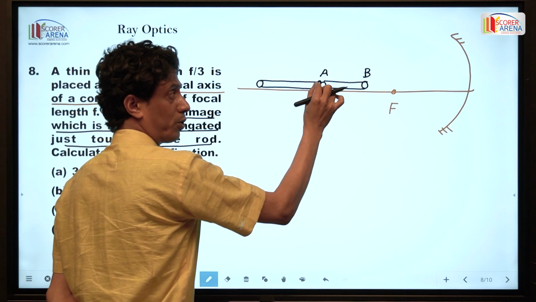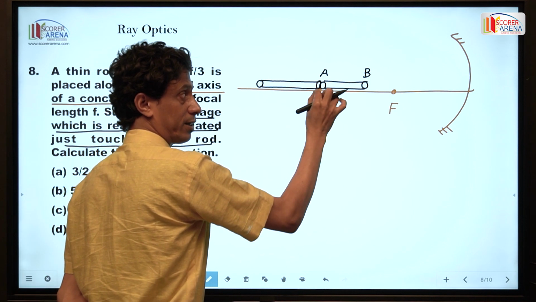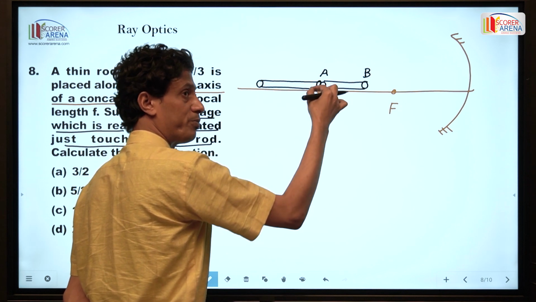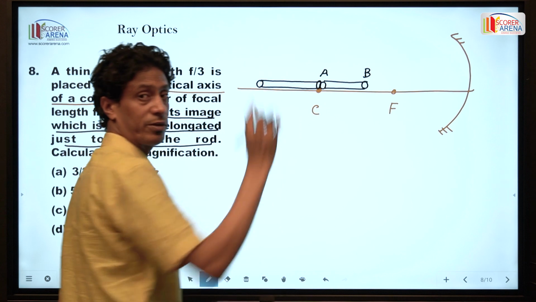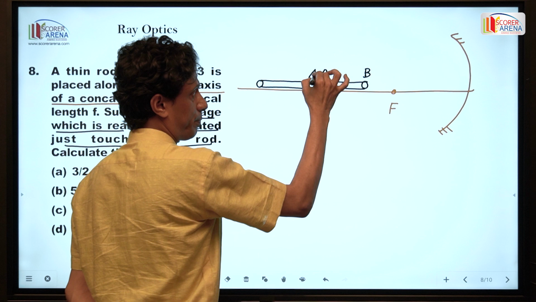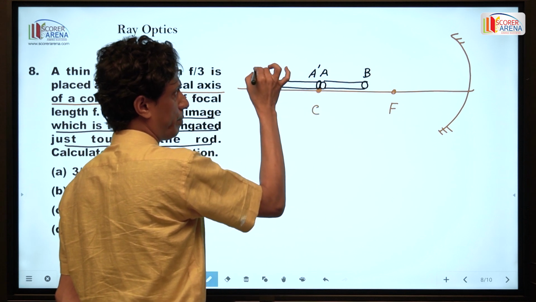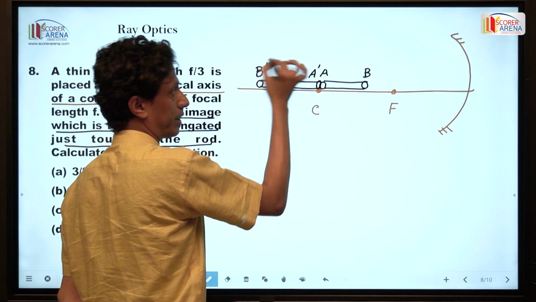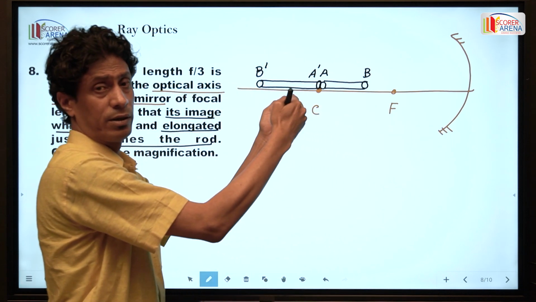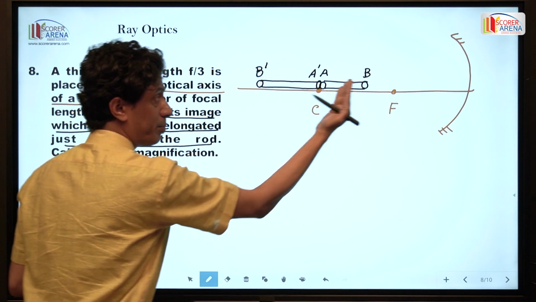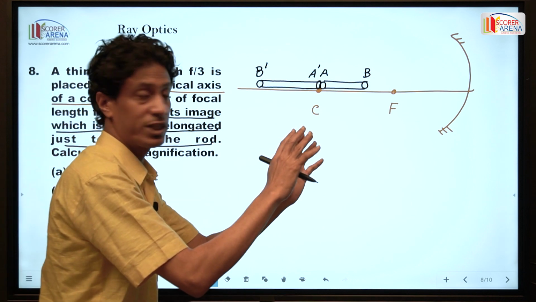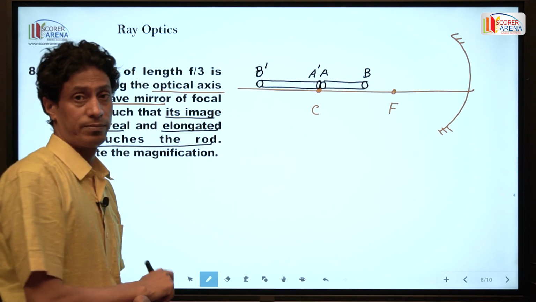So one end of the rod should be placed at the point C, because real image coincides with its real object at the point C. C is the center of curvature of the mirror. So A prime is the image and B prime is the image of other end. Since B is closer to focus, image of the point B is further from the focus. Closer is the object to the focus, further is the image from the focus.